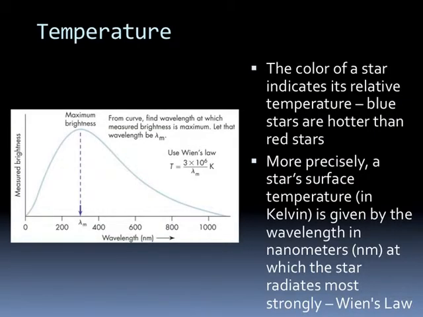Now, the color of a star indicates its relative temperature. Blue stars are hotter than red stars. More precisely, a star's surface temperature in Kelvin is given using Wien's law. Remember, if we look at all the different wavelengths, the one that's the peak tells us something about the temperature in Wien's law. So by just looking at what color is the maximum brightness, we can determine the temperature of a star.